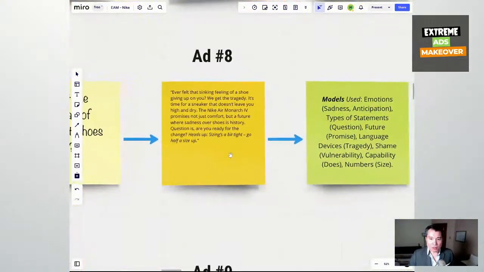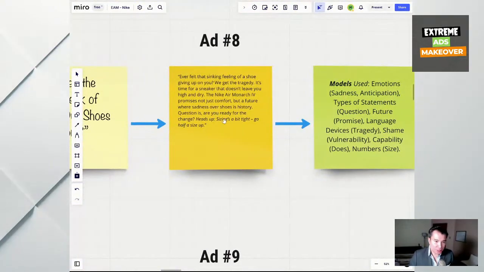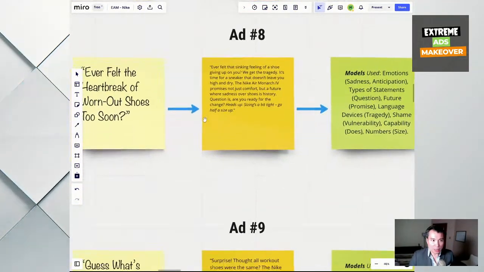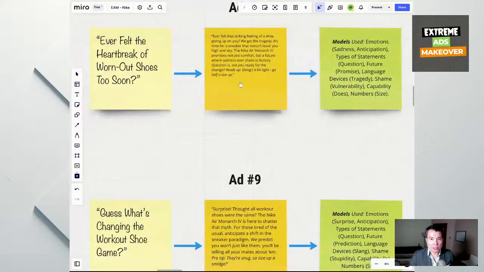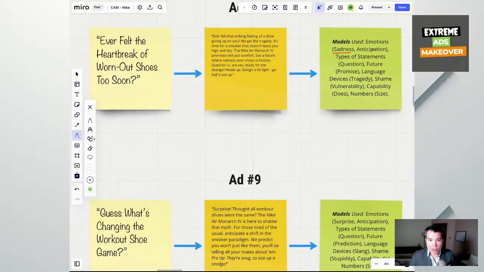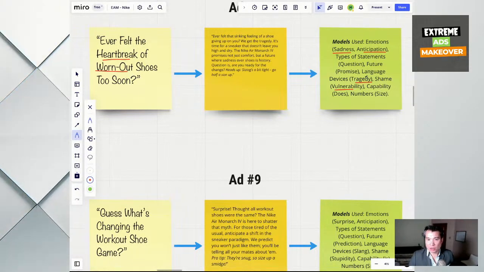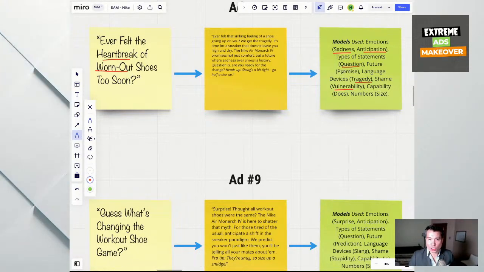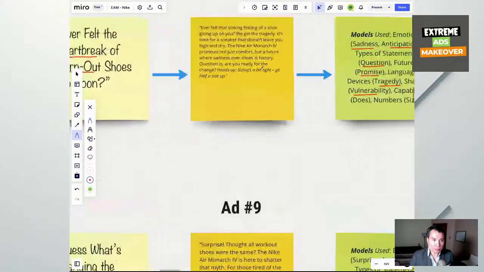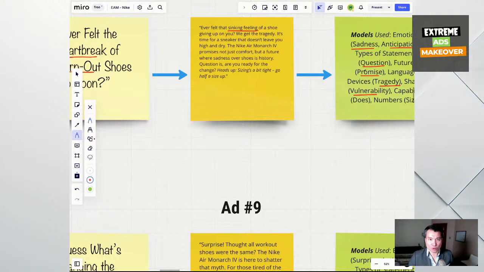How about number seven? It's about sadness, anticipation. "Ever felt the heartbreak of a worn-out shoe?" Sadness, shame, vulnerability, tragedy. We're talking about tragedy, and we're still using question and promise. "Ever felt that sinking feeling?" The sinking feeling is about tragedy, and question mark right here.